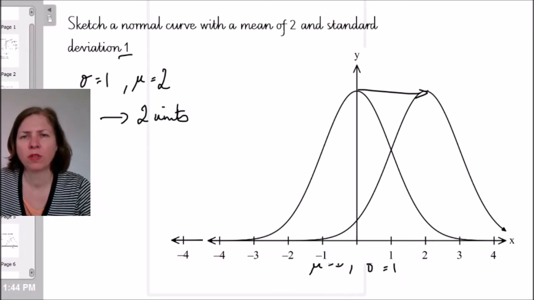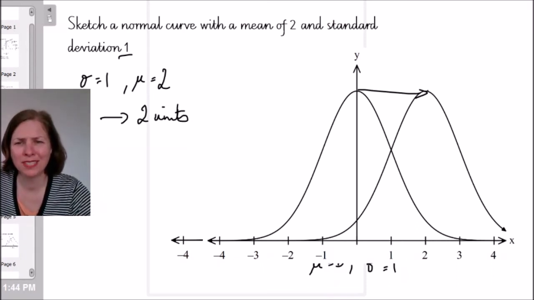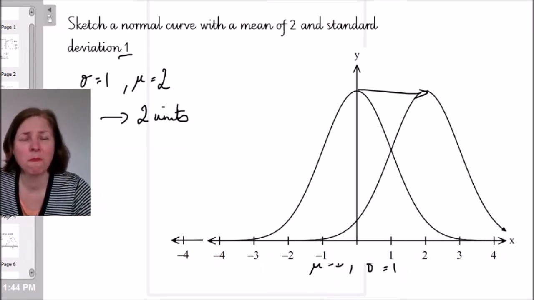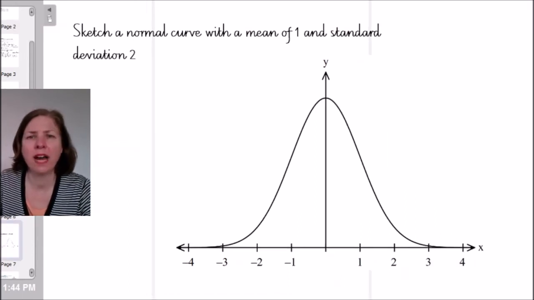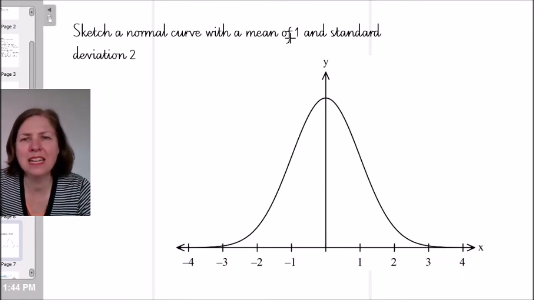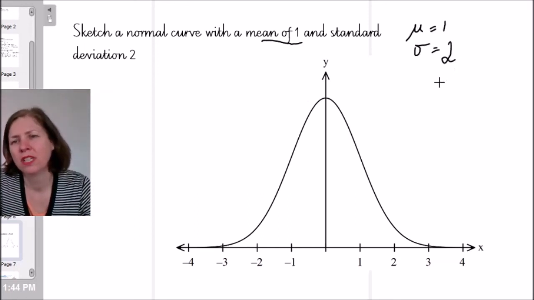And I've got one more example, and just to let you know, I'm going to do the same thing because drawing it by hand was impossible. So in my second example, I'm sketching a normal curve with a mean of 1 and a standard deviation of 2. So now my mean has changed. I'm moving to the right 1 this time. So my mean is 1 and my standard deviation is 2, which is different.